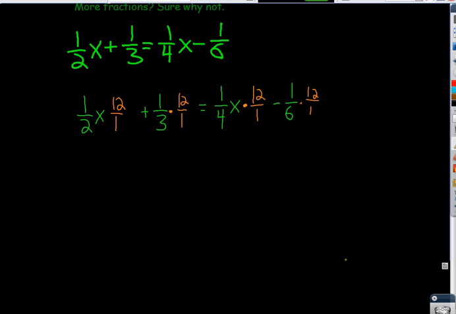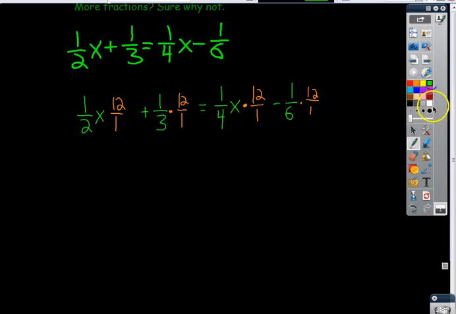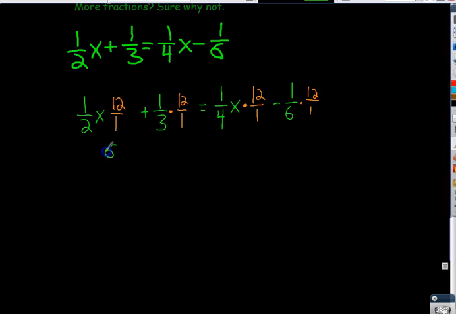So, what I've got to do then is simplify 12 over 2. What's that become? 6. 6x. 1/3 times 12, that's a 4. 1/4 times 12, that's a 3. Don't forget the x sitting there. 1/6 times 12, that's a -2. And lo and behold, this becomes a problem exactly like the last couple we've done, where it's just variables on both sides.